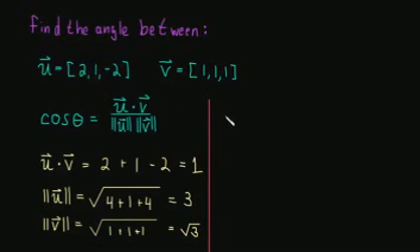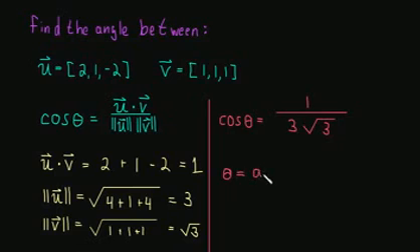So we have our necessary pieces here, so let's put them all together. The cosine of the angle between the two vectors is equal to the dot product of the two vectors, which we found was equal to 1, divided by the length of u, that's 3, times the length of v, that's the square root of 3. So this is the cosine of the angle, so to find the angle, theta is just equal to the arccos, or the inverse cos, of 1 divided by 3 times the square root of 3.